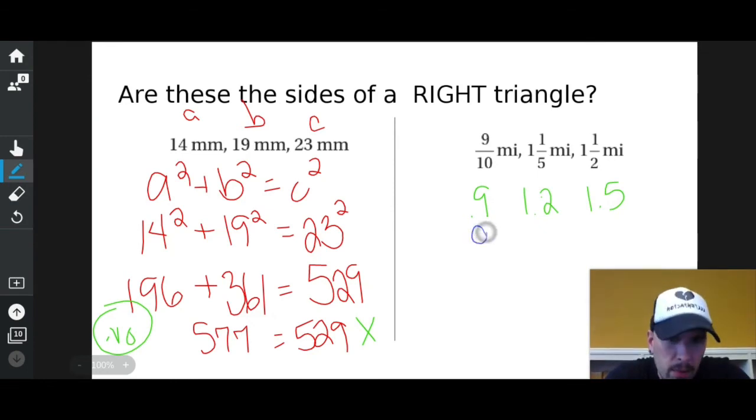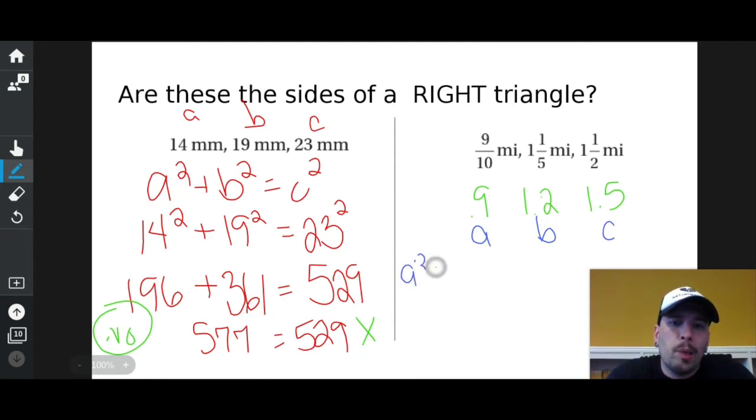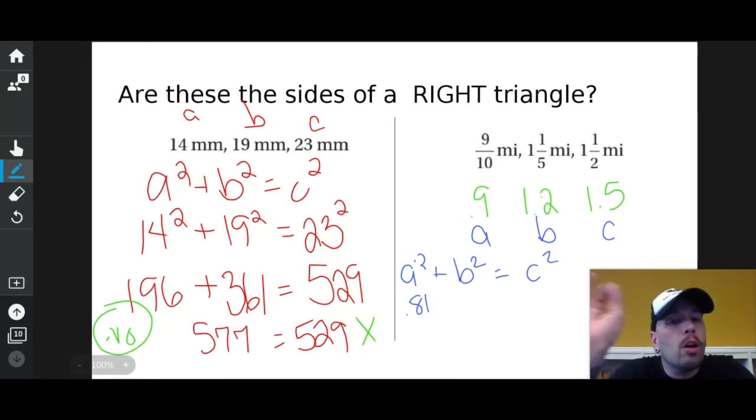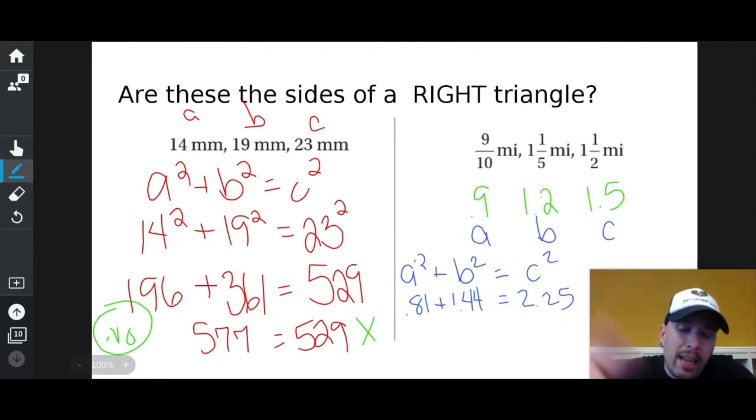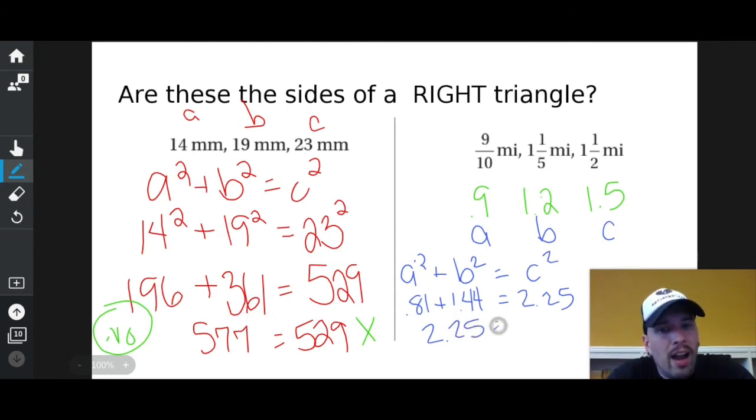I'll call you A. I'll call you B. I'll call you C. A squared plus B squared equals C squared. If 9 squared is 81, then 0.9 squared is 0.81. If 12 squared is 144, then 1.2 squared is 1.44. And if 15 squared is 225, then 1.5 squared is 2.25. 81 plus 144 is 225. So 81 cents plus $1.44 is 225 cents, or $2.25.